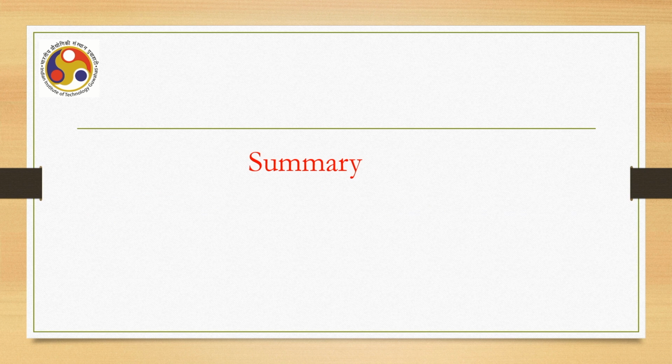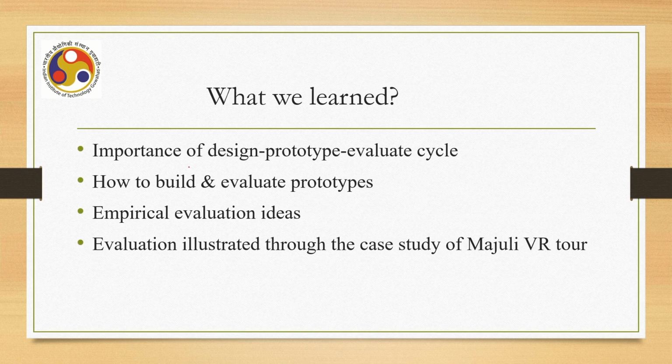So, with that we have come to the conclusion of this lecture. So, what we have learned? We have talked about the prototype evaluate part of the design prototype evaluate cycle, how to build and evaluate prototypes. Then we talked about empirical evaluation, how to finally evaluate usability, and also discussed the empirical evaluation using the case study of Majuli. And finally, we talked about the agile development method, that is the more practical way of building interactive systems as compared to the standard system development life cycles.